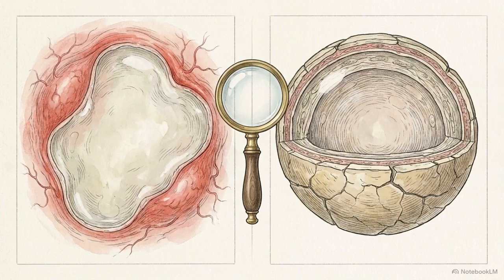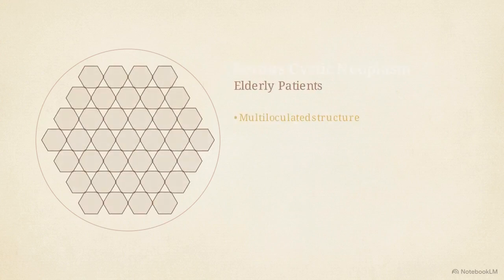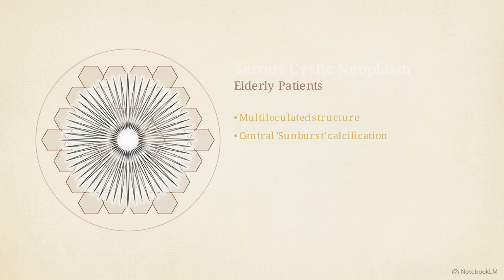Finally, the pancreas can harbor cystic neoplasms. The clinical imperative is differentiating these true tumors from benign inflammatory pseudocysts through specific radiological calcification patterns. This CT simulation shows a serous cystic neoplasm in an elderly patient. Note the multiloculated sunburst appearance with central calcification.